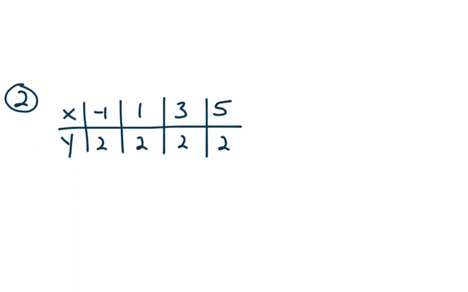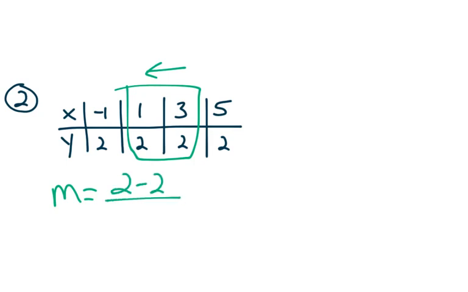Let's try another one here. Negative 1, 1, 3, and 5 across the top. 2, 2, 2, and 2 across the bottom. Again, just choose 2 points. Let's choose 2 in the middle this time. And I'll go right to left again. So remember, slope is letter M. So we start with our y values first. So it's going to be 2 minus 2. And then our x values, 3 minus 1. 2 minus 2 is 0. 3 minus 1 is 2.